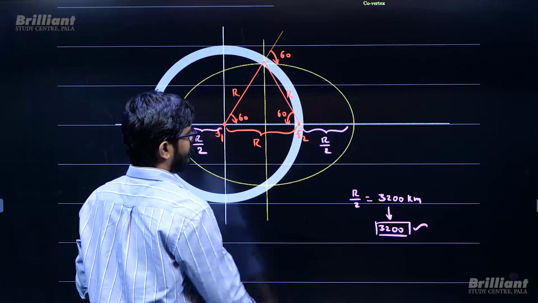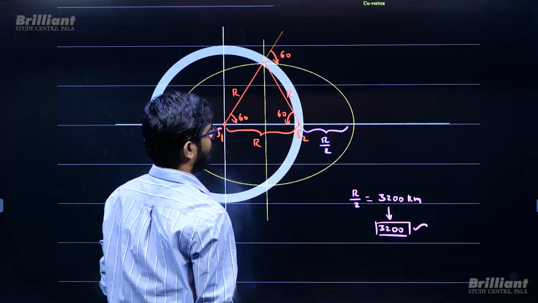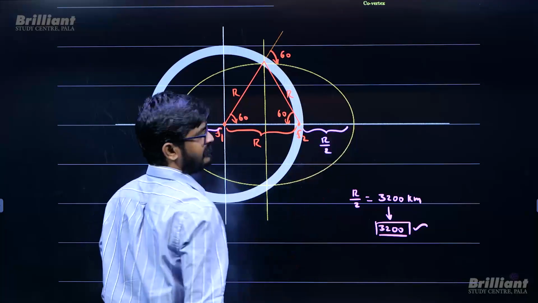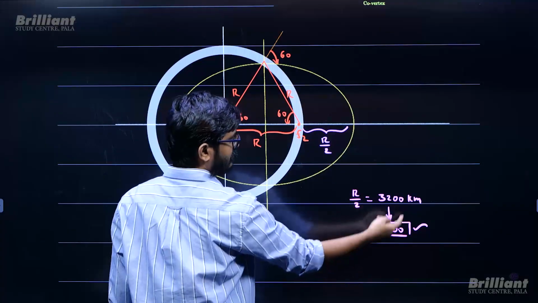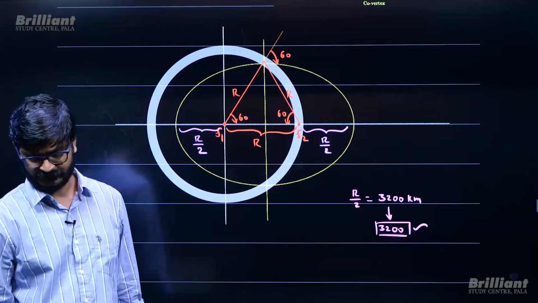Now by symmetry I can say this has to be r by 2, this has to be r by 2. So from the surface it will travel a distance of r by 2, the maximum distance from the surface. So r by 2 is 3200 km, right?